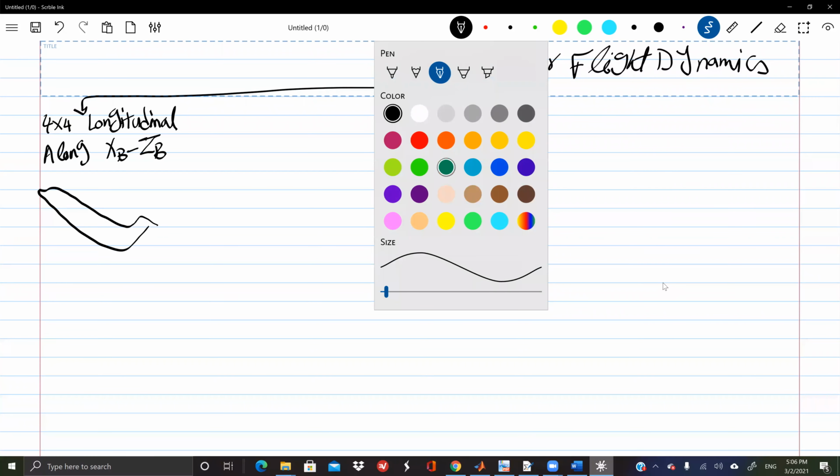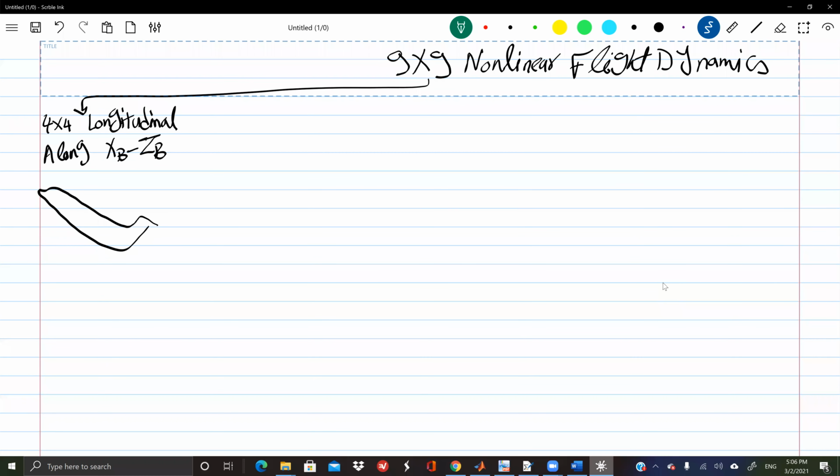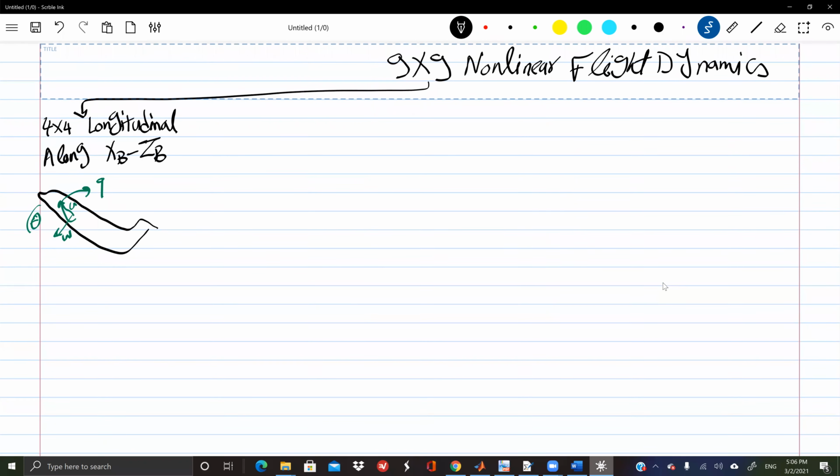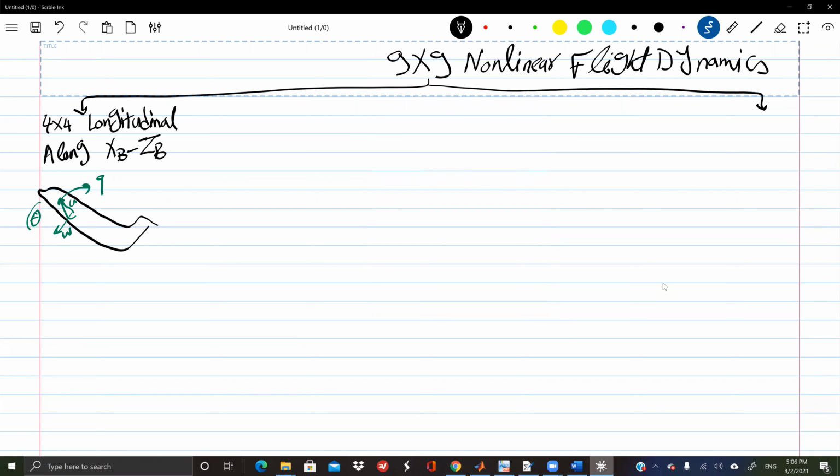Variables, anyone remembers variables? U, right, W, Q, and this angle is theta. So these are the four variables, and last time we considered these four variables. Last lecture was mainly about the longitudinal flight dynamics. This lecture is on the other branch, the 5x5 lateral flight dynamics.